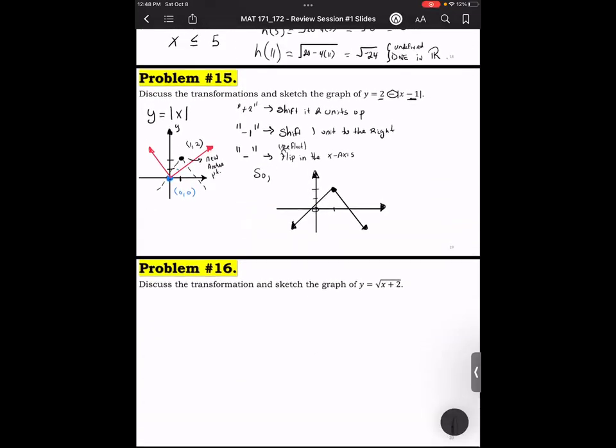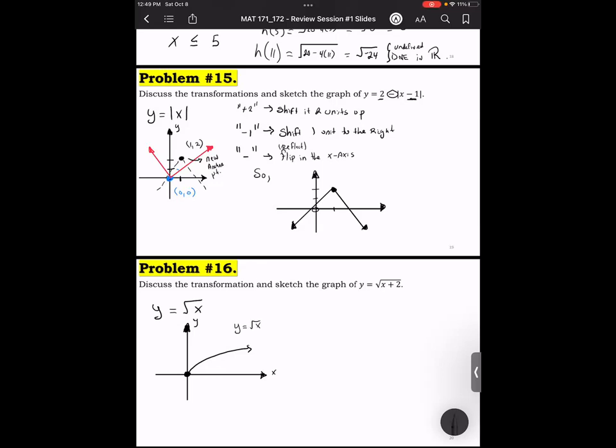Problem number 16 states, discuss the transformation and sketch the graph of y equals the square root of x plus 2. So what we have to do is compare these graphs to their parent functions, like y equals the square root of x. Y equals square root of x begins at the origin, and it looks like a graph where you're going fishing. You're throwing the hook or the rod, the wiring part of the rod. So it's like you're throwing it into the sea, but it doesn't go down yet. It's like half of a parabola rotated 90 degrees. Anyways, this is y equals the square root of x.